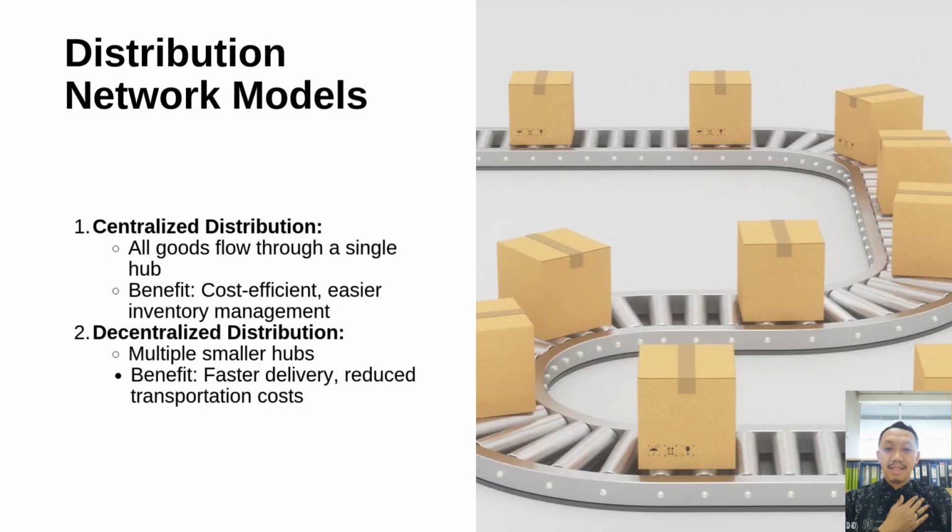Slide 10. Distribution network models. There are two distribution network models. 1. Centralized distribution. All goods flow through a single hub. The benefit is cost-efficiency and easier inventory management. 2. Decentralized distribution. Multiple smaller hubs. The benefit is faster delivery and reduced transportation costs.